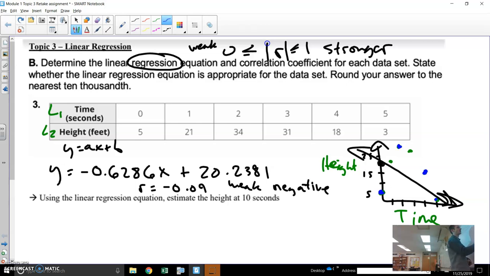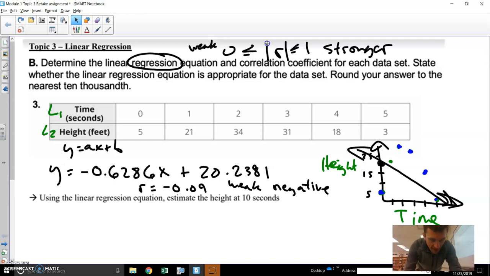They're not very close. That one's kind of close, but not many of them are following that trend very well. So I do not think this is appropriate. I would say not appropriate. And part B is saying, well, let's use this to estimate the height at 10.